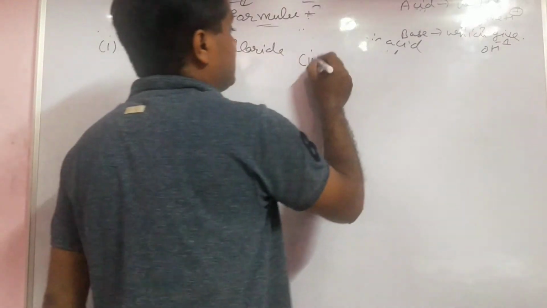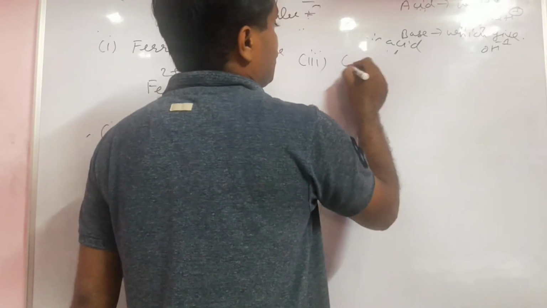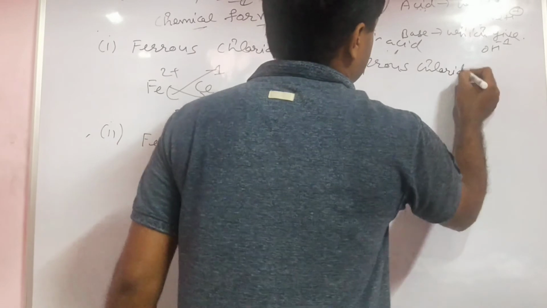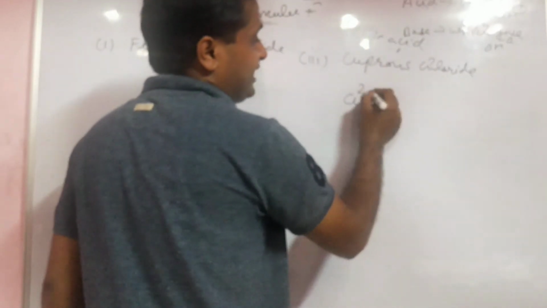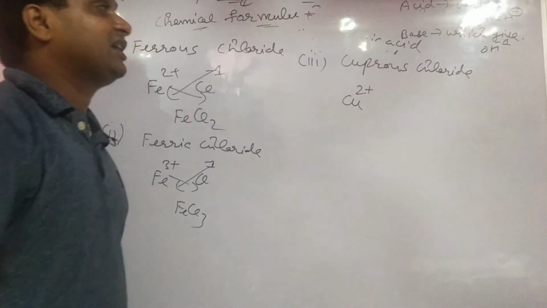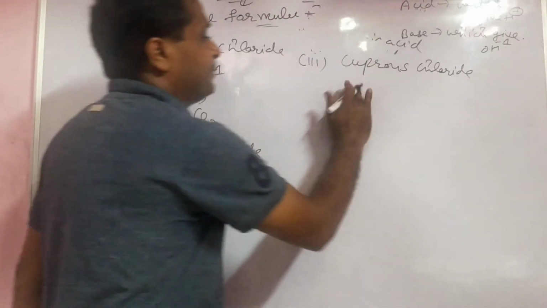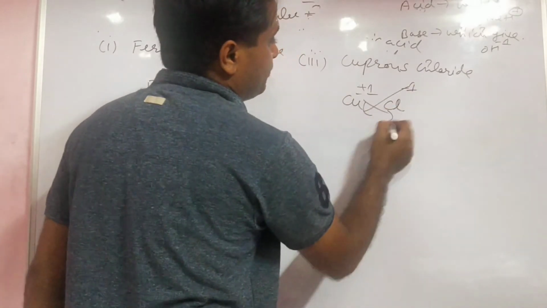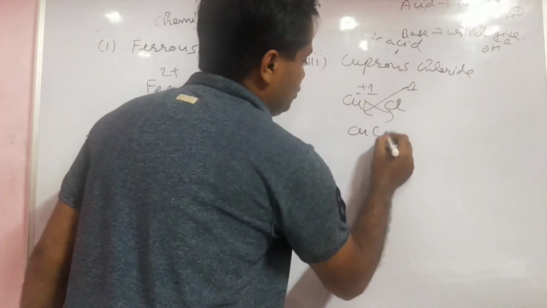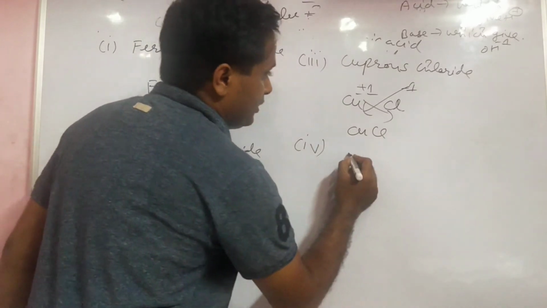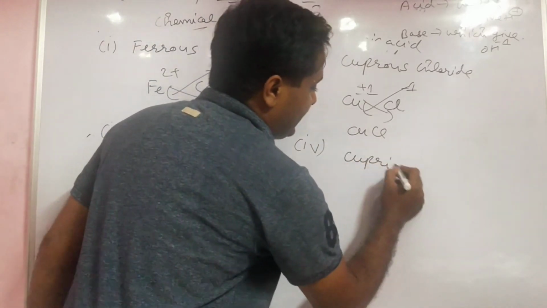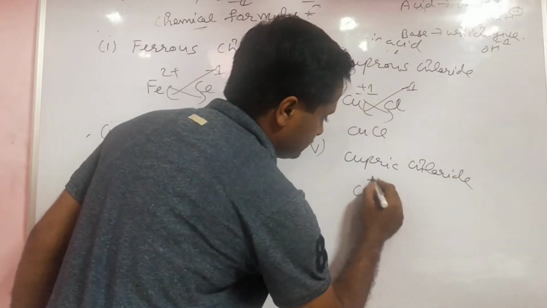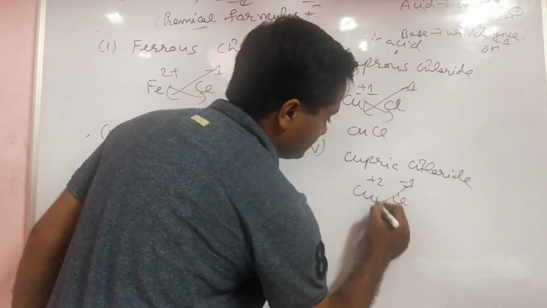Yes, now the third. Cuprous chloride. There are two types of copper: 1 positive and 2 positive. Cuprous is the 1 positive. CuCl. Yes, fourth. Cupric chloride. Two positive is there.